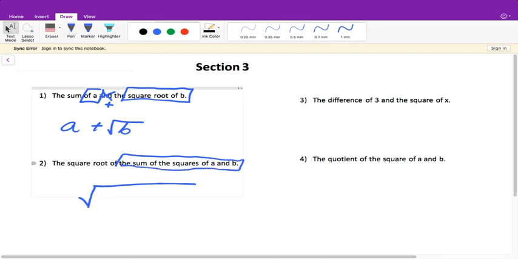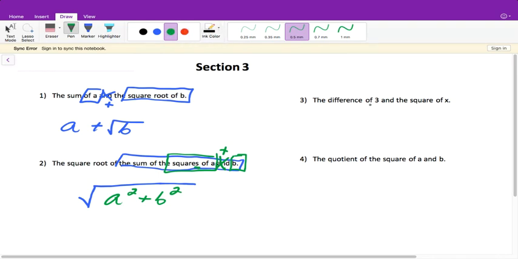So it's the square root of the sum. Once again, I know it's going to be a plus sign. So I'm going to take where this "and" is and rewrite it as plus, and we'll look at the left and the right. But notice here it is the squares. It's plural, so that means both a and b are being squared. So it's a squared plus b squared.